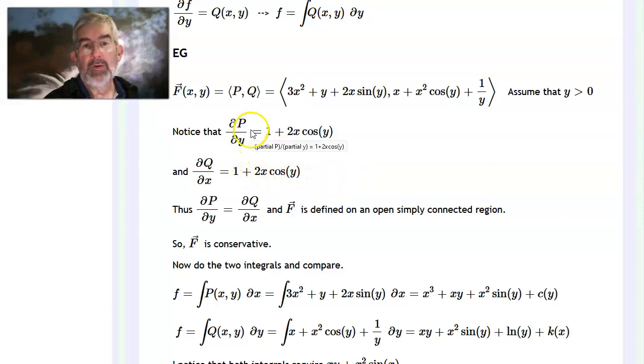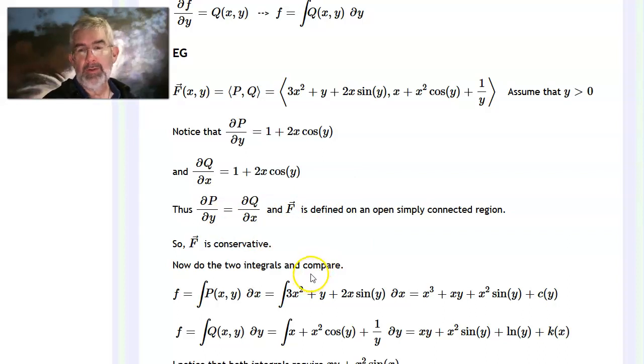So first thing, I'm just going to double check that this is conservative. I'm looking at the partial of the first one with respect to y, and then the partial of the second with respect to x. The partial of the first with respect to y is 0 plus 1 plus, the 2x is constant, so 2x cos y. So 1 plus 2x cos y. Likewise, the partial derivative of the second with respect to x would be 1 plus 2x cos y, remember the y is constant there, plus 0. Both of those give me 1 plus 2x cos y. So the mixed partials are equal, and I've got this on an open, simply connected region. So it is conservative.